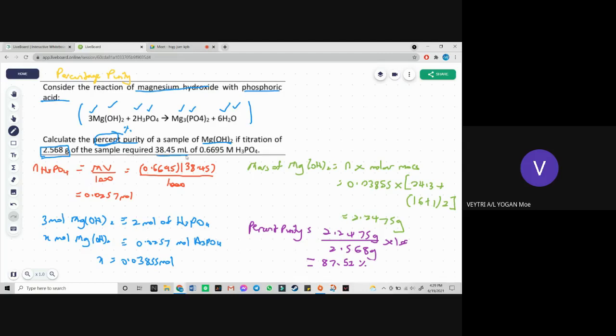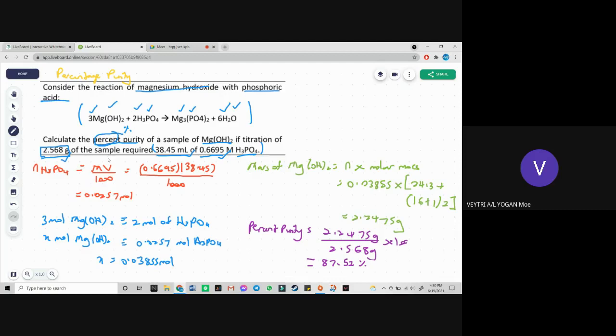Required 38.45 milliliter of 0.6695 molar H3PO4. Maksud dia dekat sini, to titrate atau to neutralize this particular sample, you need this amount of H3PO4. Maksud dia, ini adalah keseluruhan. Ini adalah yang you kena calculate to show that this is the purity. Okay? Maksud dia satu komponen daripada keseluruhan. Basically, that's the concept. Now, let's have a look at the calculation.